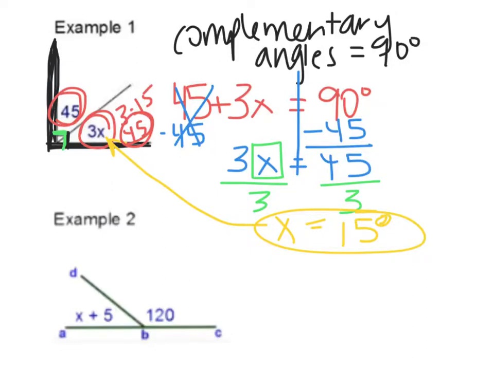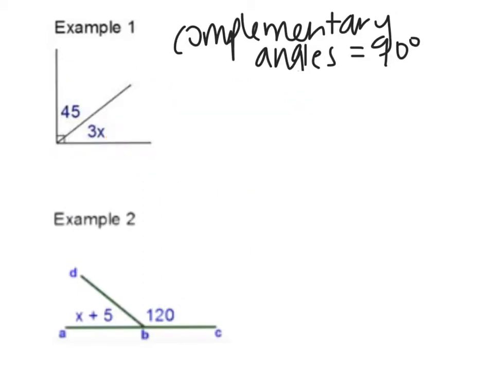So make sure you have that written down. Now we're going to take a look at example 2. Example 2, again, we have two angles. So we have angle ABD and we have angle DBC. Again, we need to identify what is the relationship between the two angles.